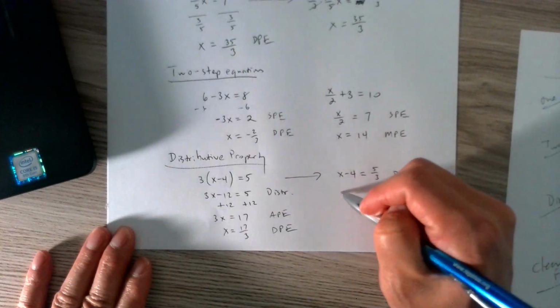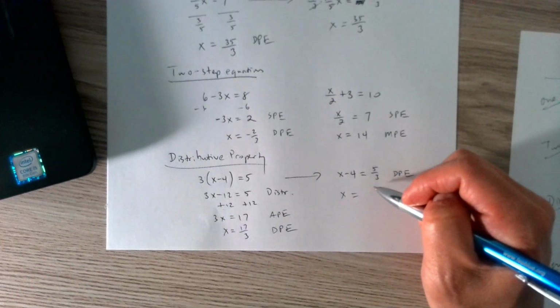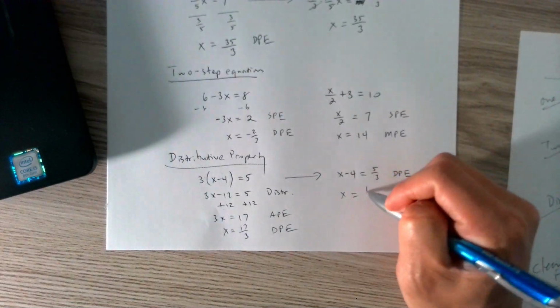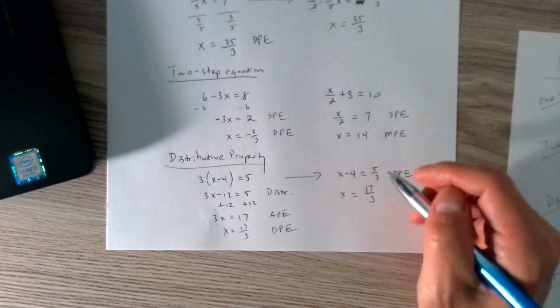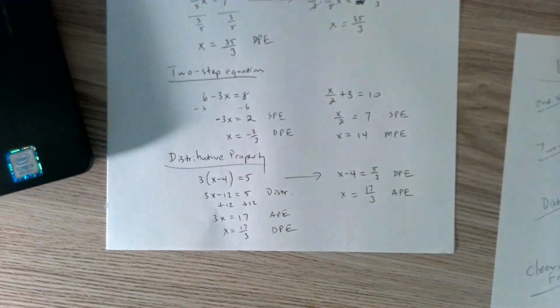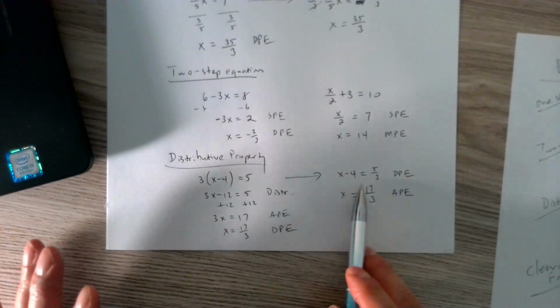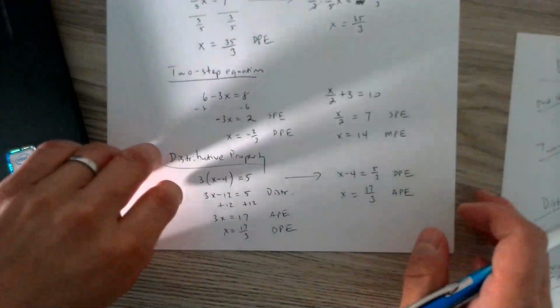And now I'm just going to add 4 on both sides. 4 and 5/3. 17 over 3. I don't know why I have to think. I already know the answer. It's right there. Okay, so 2 ways of getting parentheses out of the way: distributive property or DPE. Okay, let's try one more of those.